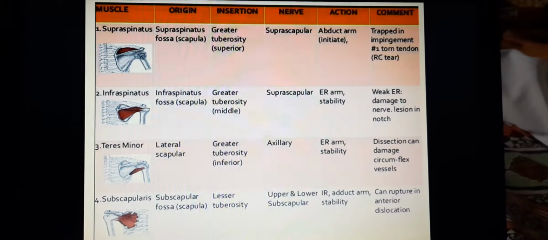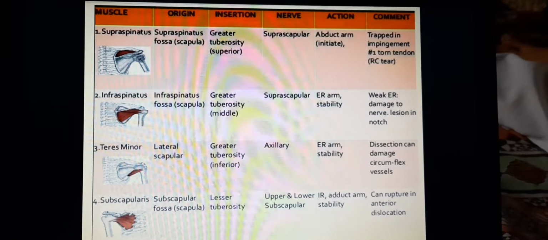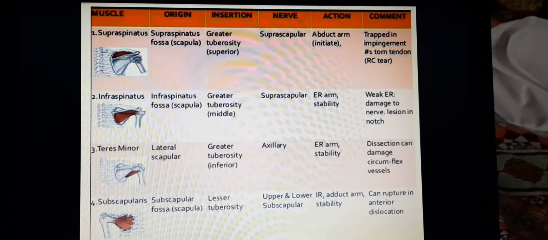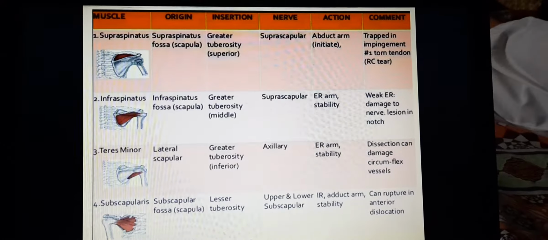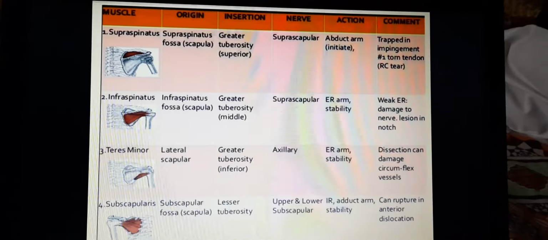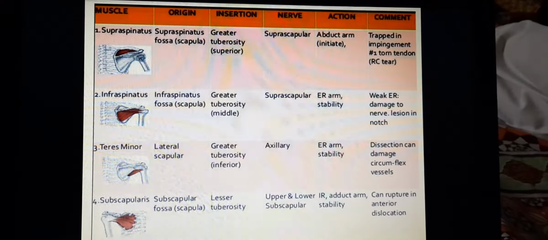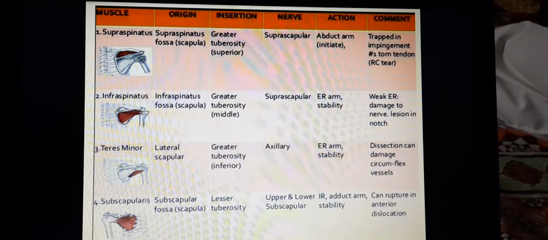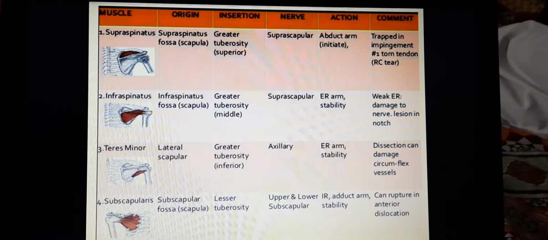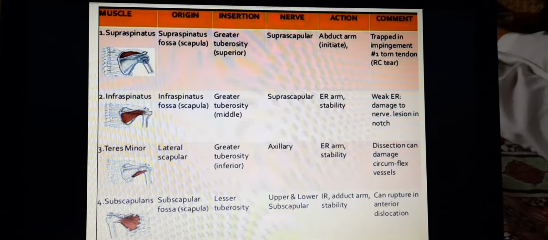Number 1, supraspinatus. Origin: supraspinatus fossa, insertion: greater tuberosity, nerve supply: suprascapular, action: abducts the arm, initiation. Infraspinatus. Origin: infraspinatus fossa, insertion: greater tuberosity, middle, nerve supply: suprascapular, action: external rotation of arm and provides stability.